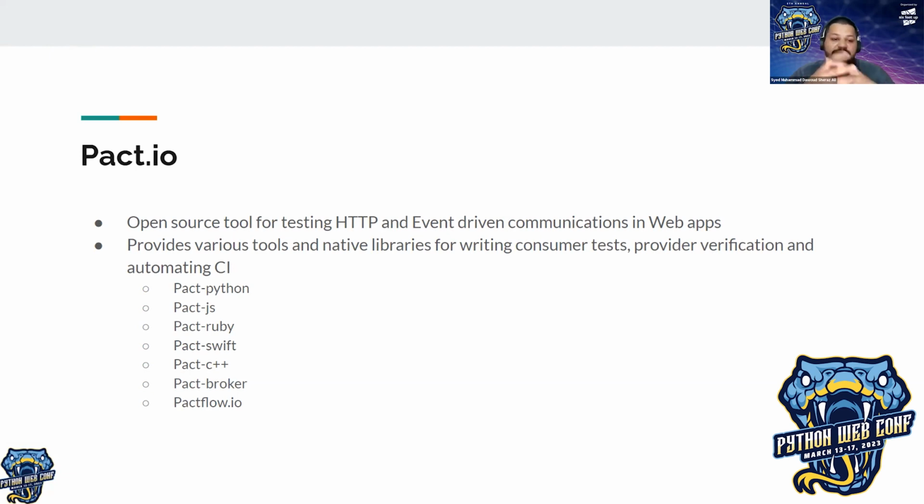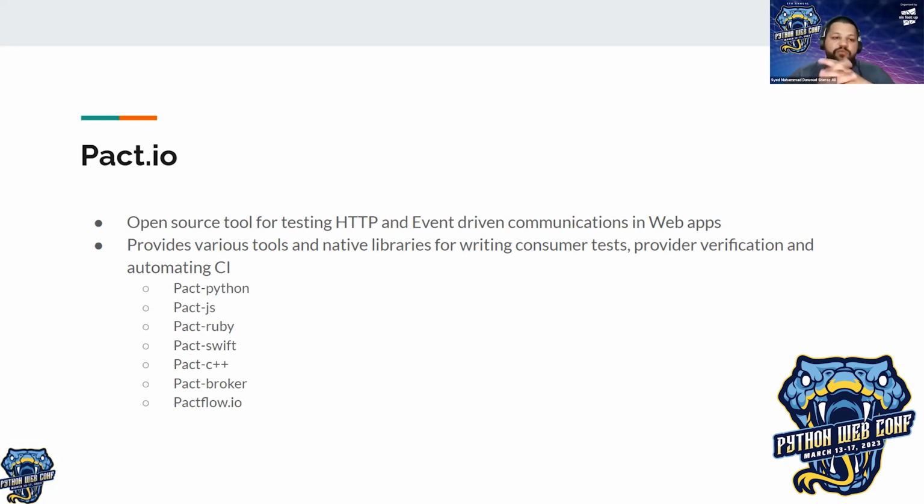So they have libraries like Pact Python, Pact JS, Pact Ruby, Swift, C++, etc. for writing those consumer tests or provider verification. And then they have applications like Pact Broker or PactFlow.io that essentially help bridge this consumer and provider flow.